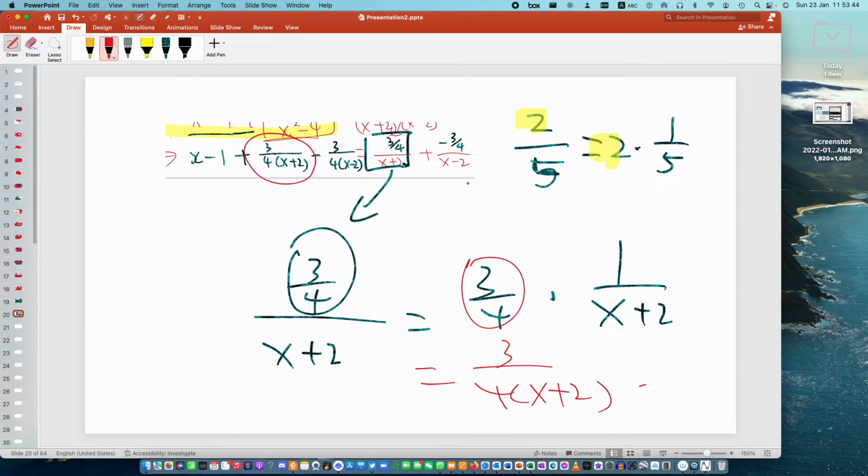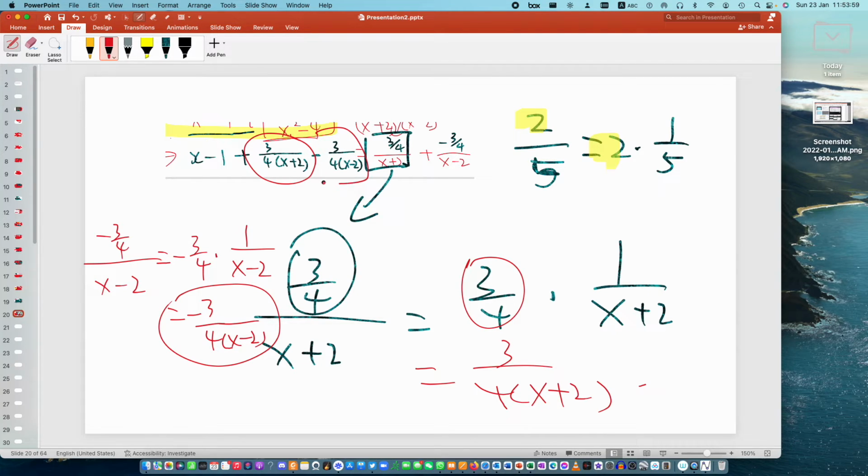Similarly, for this one, negative 3 over 4 times over this. So I just take the 3 over 4 out, times the 1 over x minus 2. So therefore I get this.